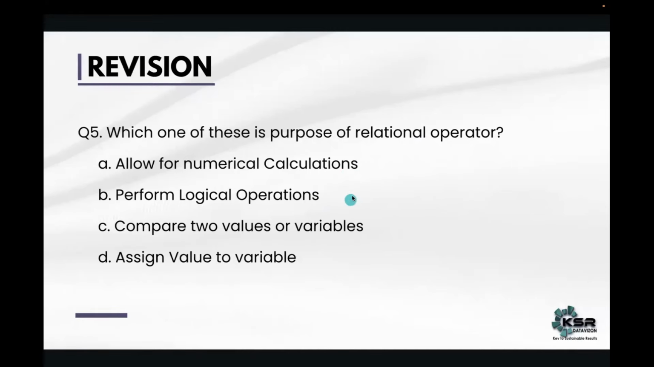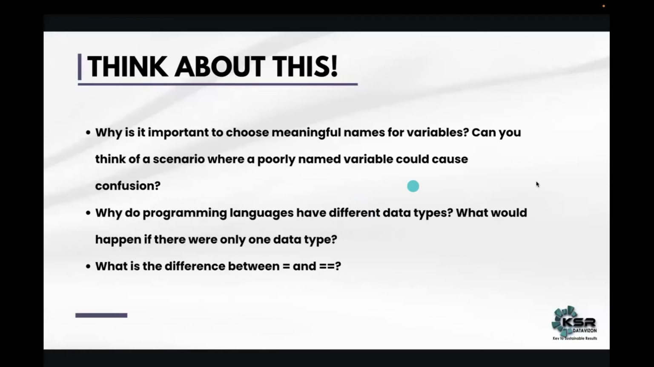So we have done most of the revision. Now let's see. Think about this. Why is it important to choose meaningful names for variables? Can you think of a scenario where a poorly named variable could cause confusion? Can anyone answer this? Okay, I will answer.